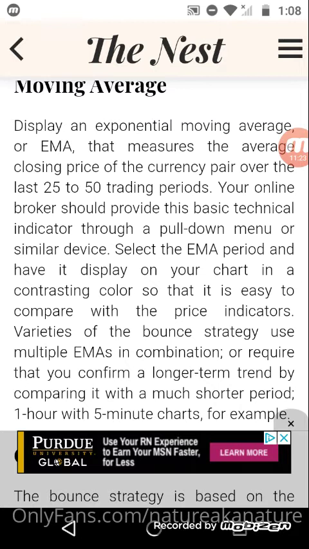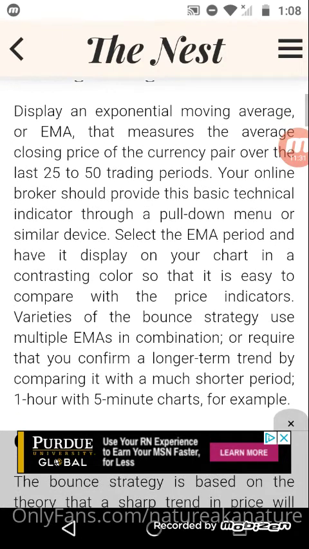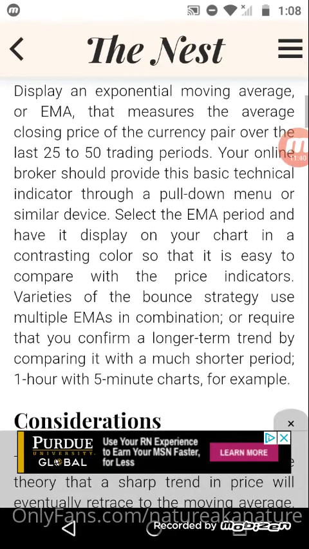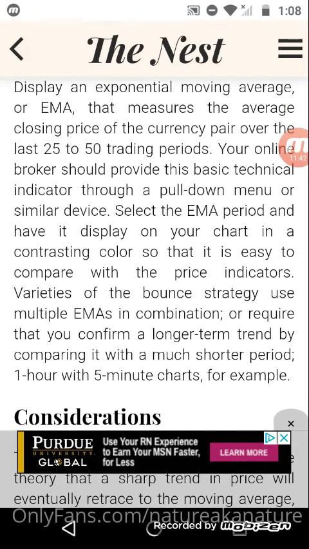I displayed that already for y'all. It displays on your charts, and you can change the color, so that it's easy to compare with the price indicators. There are varieties of price strategies used with multiple EMAs, such as bounce strategies.